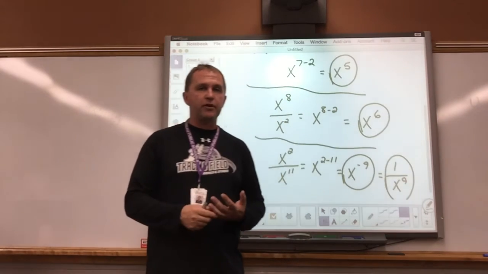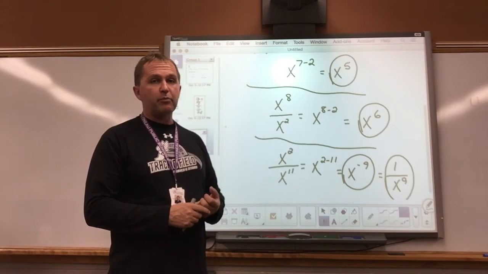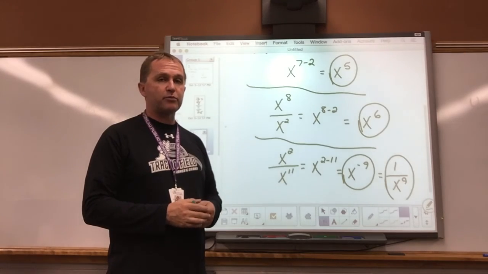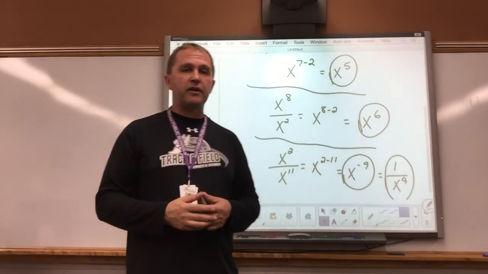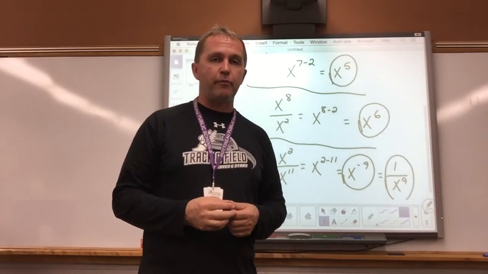So hopefully from this tutorial you've really picked up here that if we are multiplying and we have like bases, we want to add the exponents. If we are dividing and we have like bases, we want to subtract the exponents in order to get the correct answers. If you don't understand, be sure to ask a teacher for a little bit of extra help.